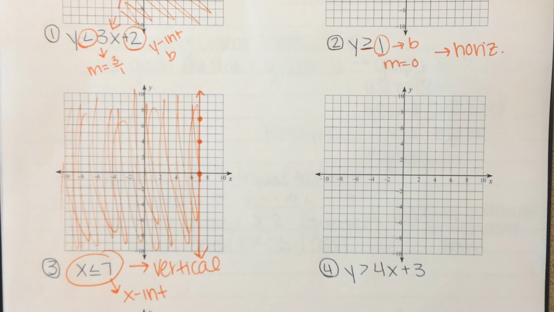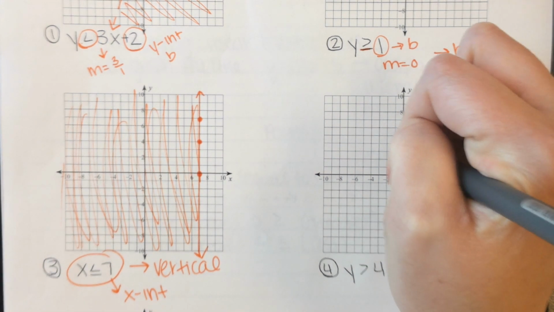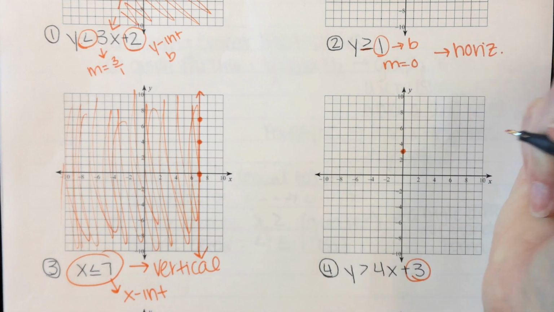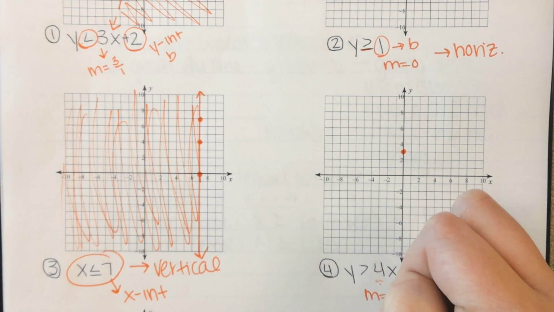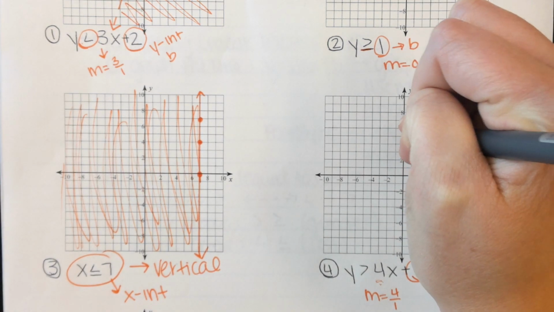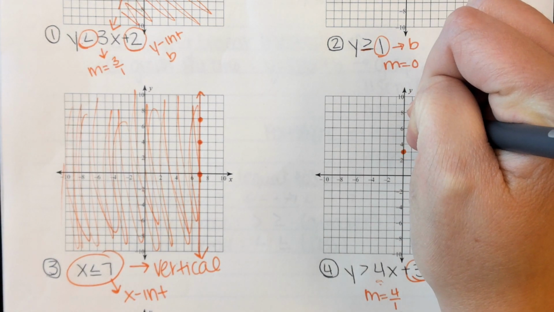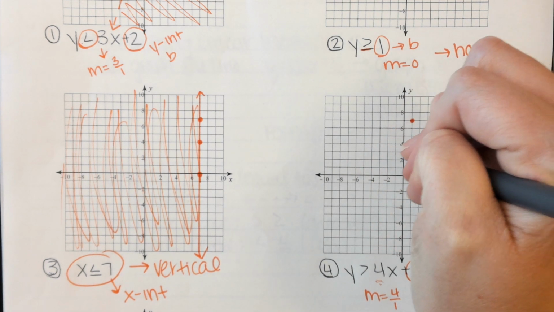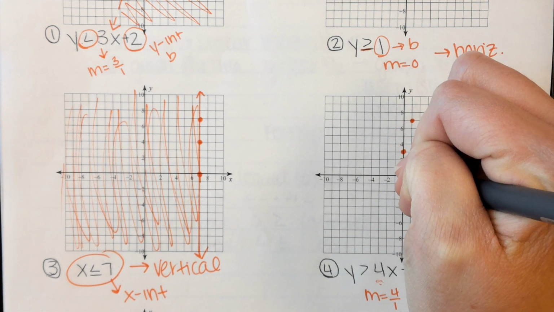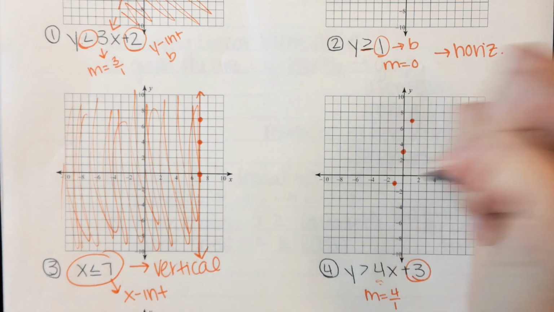Okay, number 4, our B is positive 3. And our slope is 4. So M is 4 over 1. So we're going to go up 4 over 1. And I don't have room to go up 4 and over 1 again, so I'm going to go backwards. So I'm going to go down 4 over 1.